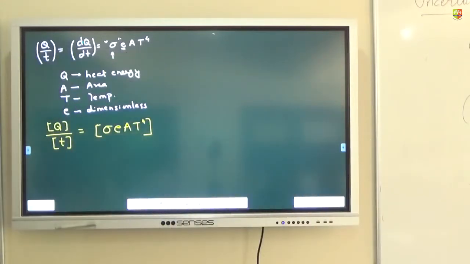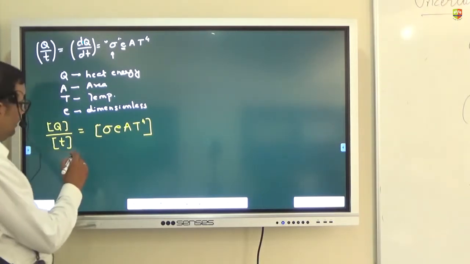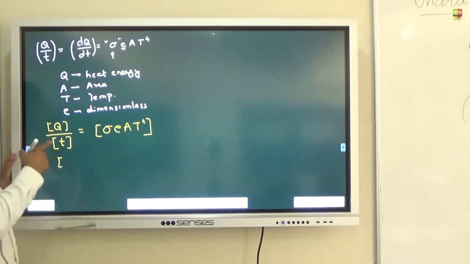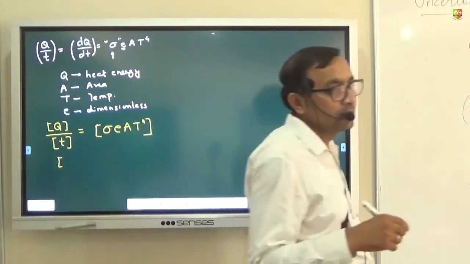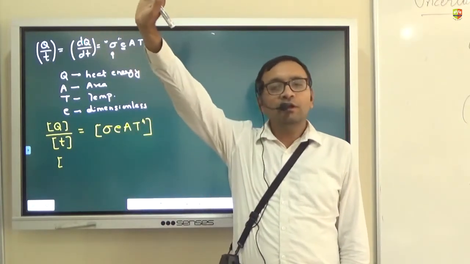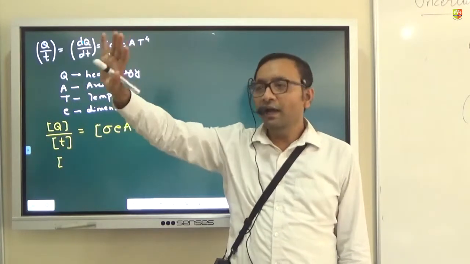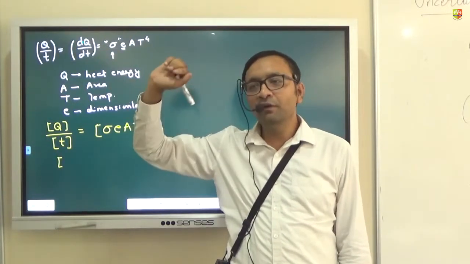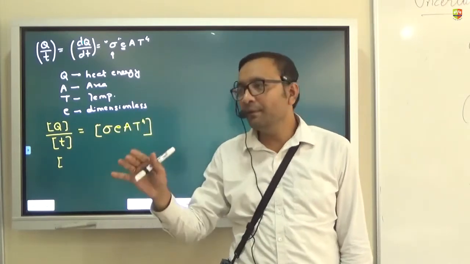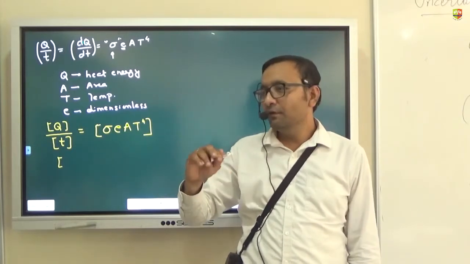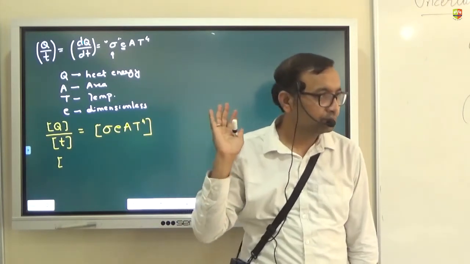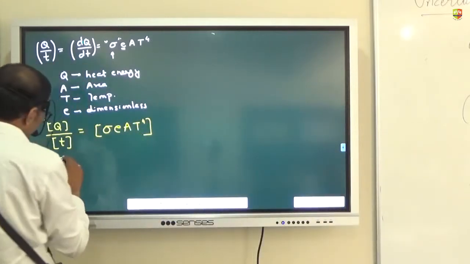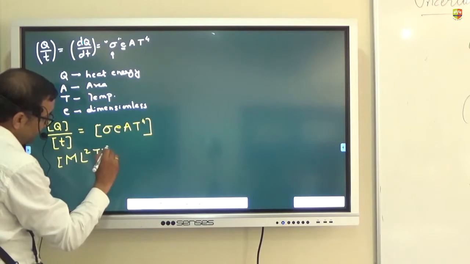Got it? Alright, so I can do this. What is the dimension of Q? Guys, whatever is the energy, whatever form of energy it is, all have the same dimension. Suppose I ask you to find out the dimension of kinetic energy. It will have the same dimension as energy. So if we don't know the formula for heat energy, let's say, its dimension should be the same as any kind of energy. Understood? So the dimension of Q should be what? ML square T minus 2.